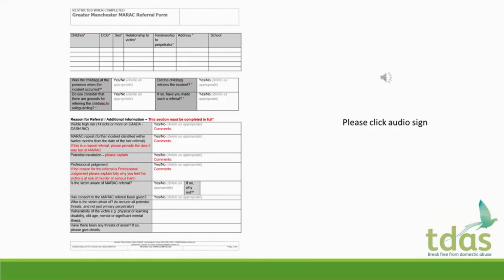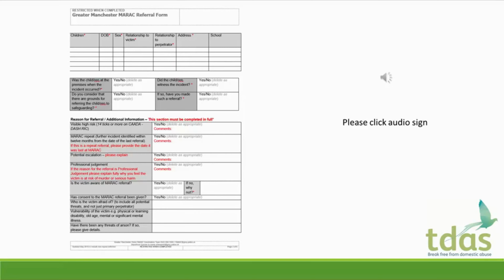The next couple of boxes deal with consent, and if the victim is aware that you are making the referral to MARAC and if they've given consent for this. Now, while it is good practice to get the victim's consent for a referral to MARAC, if you have assessed them as high risk, MARAC referrals can and should still be made regardless of consent. It is important to document whether consent has been obtained, as this lets other agencies know if the victim has been made aware of the referral and whether or not they have consented to this.